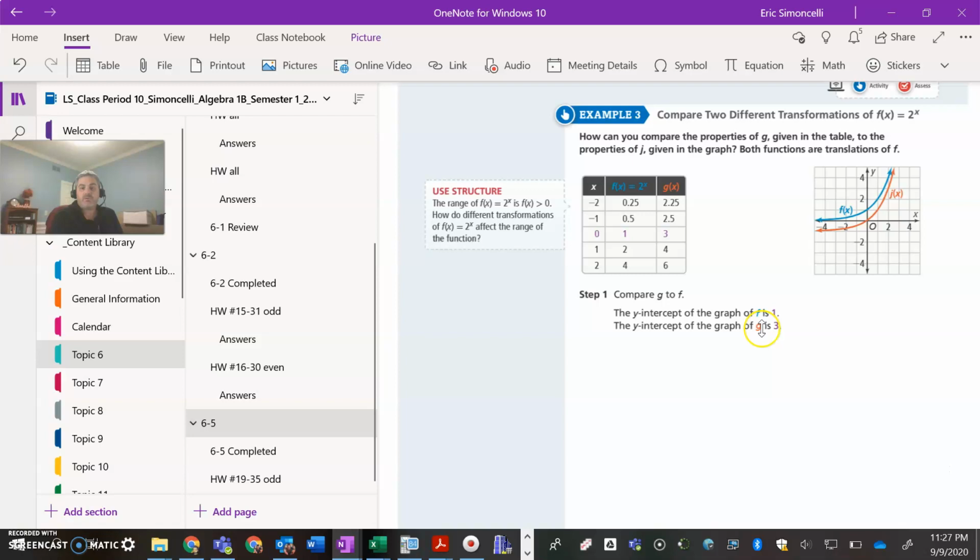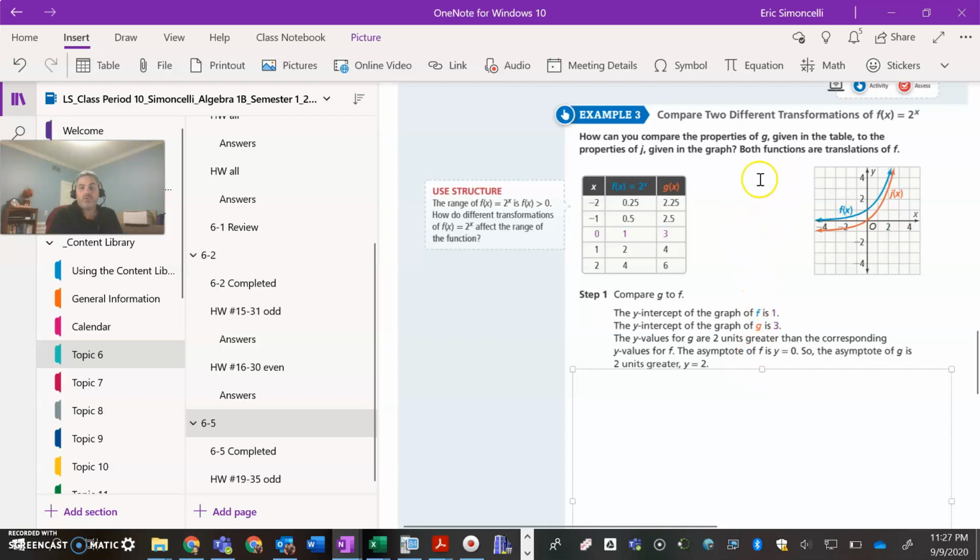The y-intercept of the graph of f is 1. The y-intercept of the graph of g is 3. Remember, we don't see the graph of g yet. The y values for g are 2 units greater than the corresponding y values for f. So 0.25 plus 2, 0.5 plus 2, 1 plus 2, 2 plus 2, and 4 plus 2. The asymptote of f is y equals 0. So the asymptote of g is 2 units greater, y equals 2.